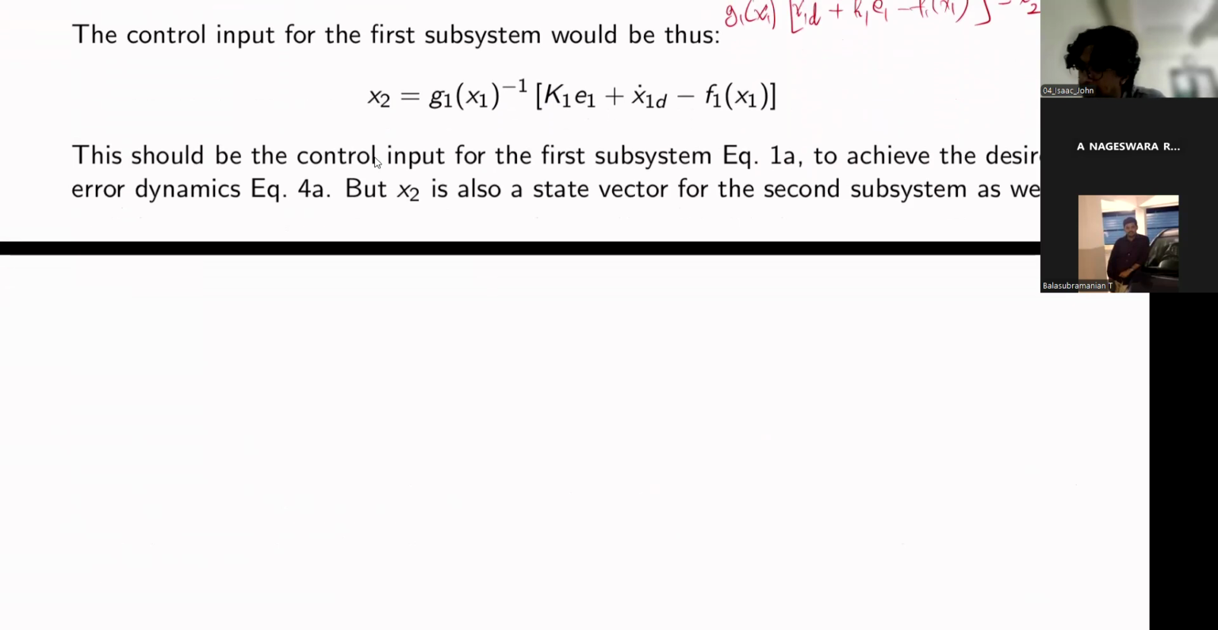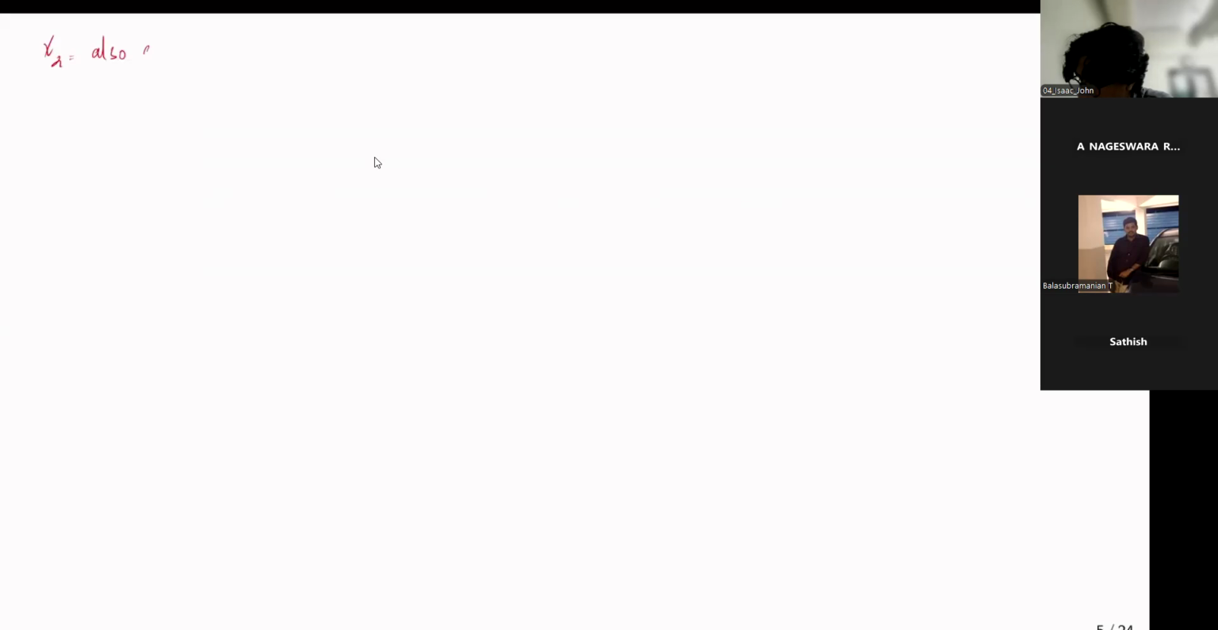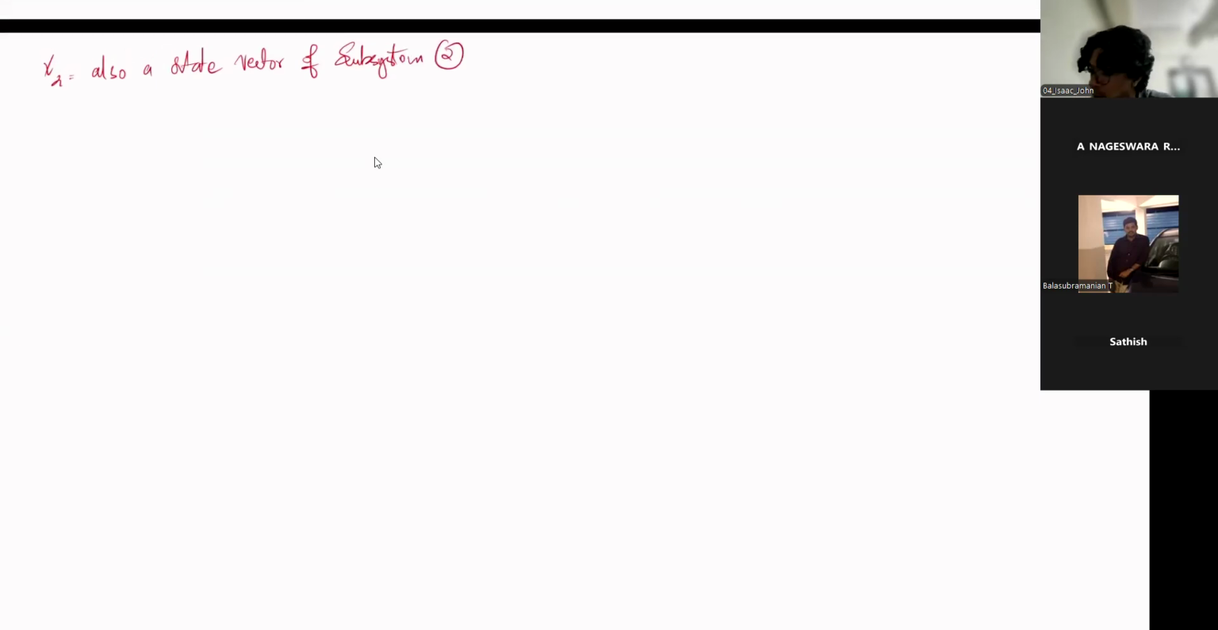So what we propose is that x2 is also a state vector of subsystem 2. Let's write the subsystem 2 over here. The governing equation would be x2 dot equals f2 of x1 comma x2 plus g2 of x1 comma x2 multiplied by u.